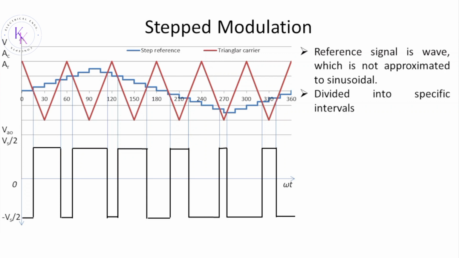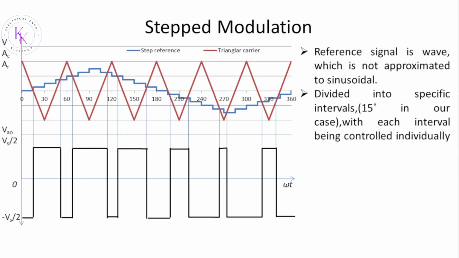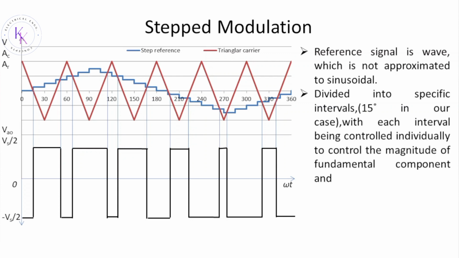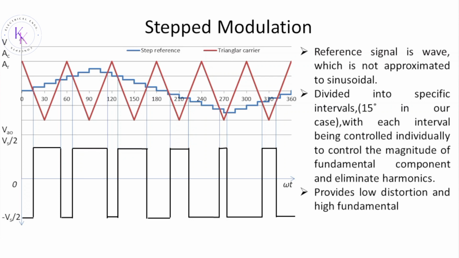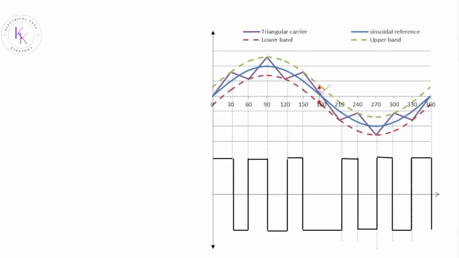Stepped modulation. The reference signal is a wave which is not approximated to sinusoidal, divided into specific intervals, 15 degrees in our case, with each interval being controlled individually to control the magnitude of the fundamental component and eliminate harmonics. It provides low distortion and higher fundamental amplitude than normal PWM.